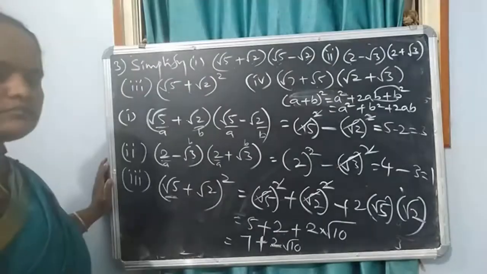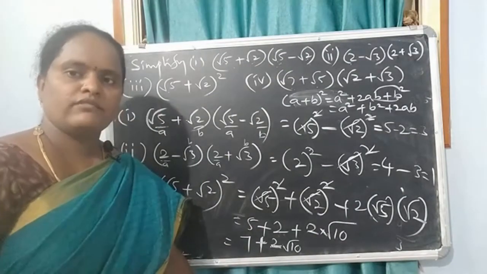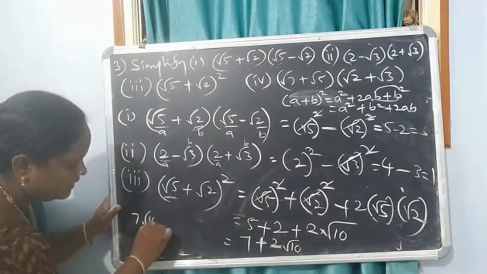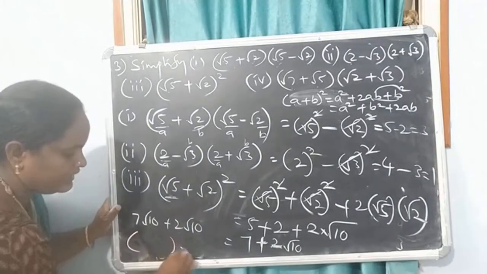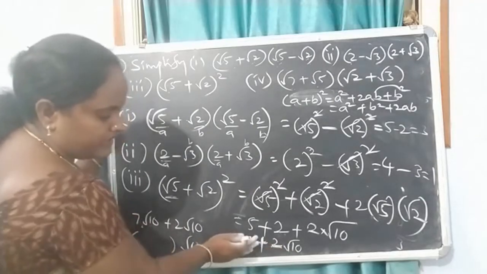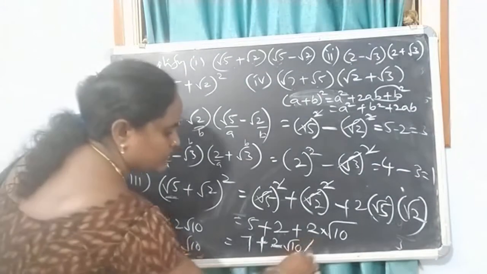Is it the same? Whether we need to simplify? Don't add 7 and 2 here. That is the first question we have seen. If we have 7 root 10 and 2 root 10, 7 plus 2 with root 10 common, 7 plus 2 is 9 root 10, we can write. Those are like terms. But these are not like terms. 7 is different, 2 root 10 is different. These are unlike terms and cannot be added. So this itself is the answer.